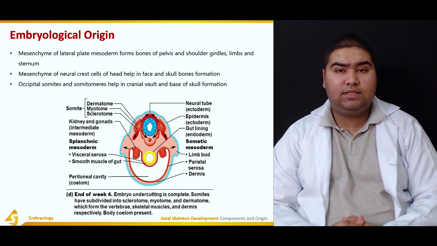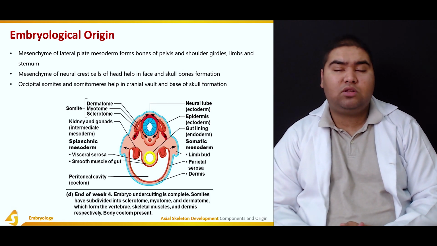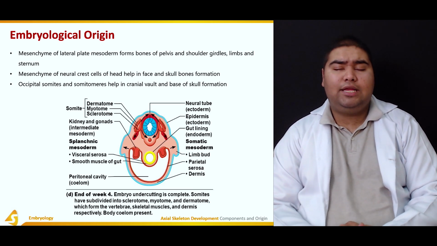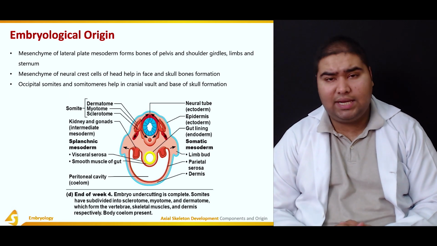Occipital somites and somatomeres help in cranial vault and base of skull formation. I know it's a mouthful, I know it's a little bit difficult, but it has to be memorized the way it is.